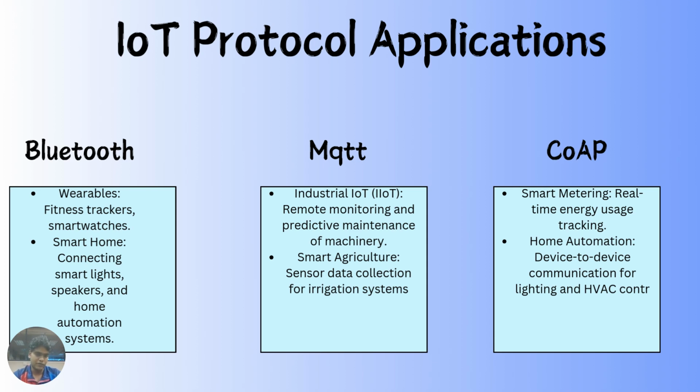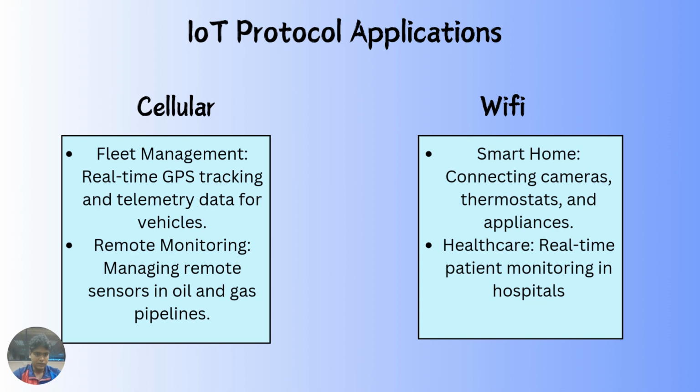Bluetooth, for example, is used in fitness trackers, smartwatches, or in smart homes connecting smart lights, speakers, and home automation systems. MQTT is used mostly in the industrial area. CoAP is used for device to device communication for lighting. Now, cellular is used for real time GPS tracking and telemetry data for vehicles. Wi-Fi is used in connecting cameras, laptops, or phones.